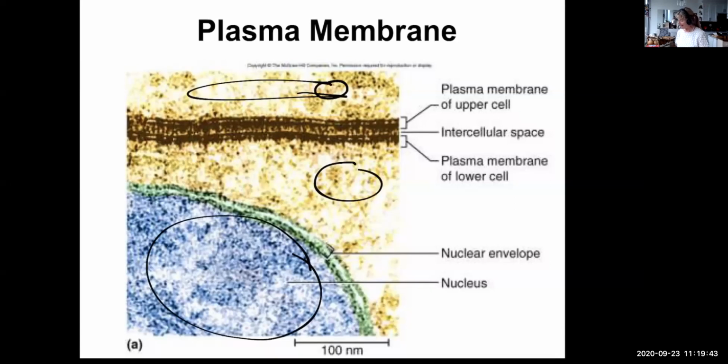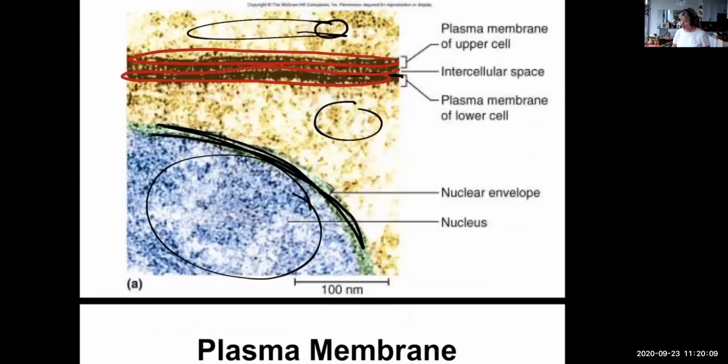It also has a membrane around it. This is the nuclear envelope, and it is a double bilayer. So one of these here, let's see, I'll use red, is one bilayer, and this is another bilayer. That means there are two layers of phospholipids. And we'll definitely get into the plasma membrane in more detail.